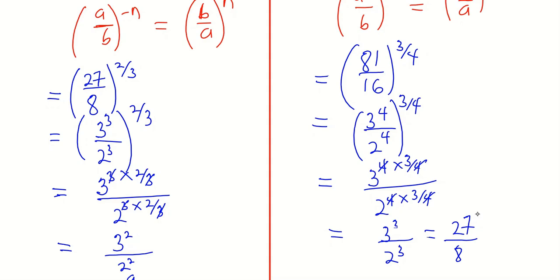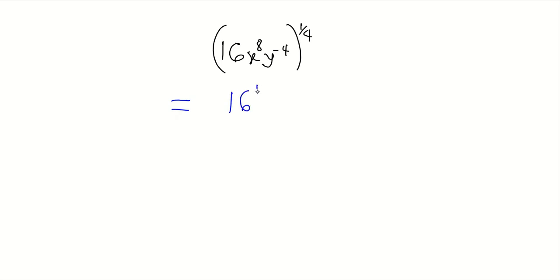Now we go to the last example, and with the last example we have 16 x exponent 8 y exponent minus 4, all exponent 1 out of 4. So to solve this one, we know that the exponent 1 out of 4 is going to affect everything in the bracket. And so when we start with 16, we are going to have 16 exponent 1 out of 4 times x exponent 8 multiplied by 1 out of 4 times y exponent minus 4 multiplied by 1 out of 4.